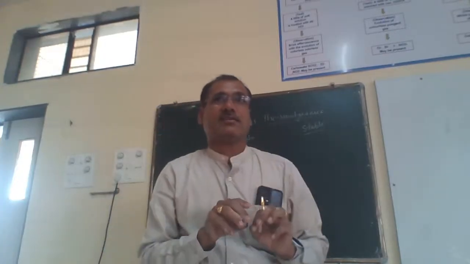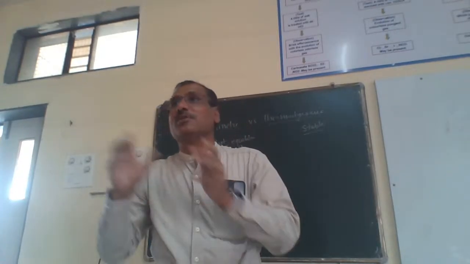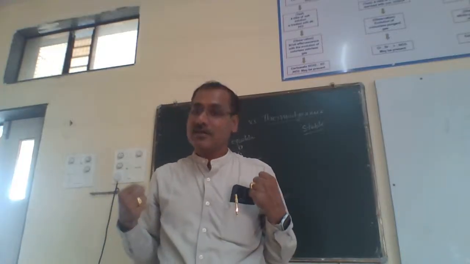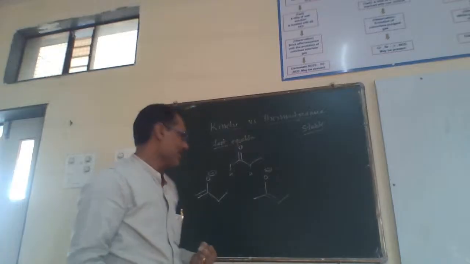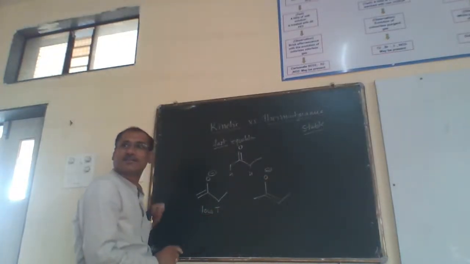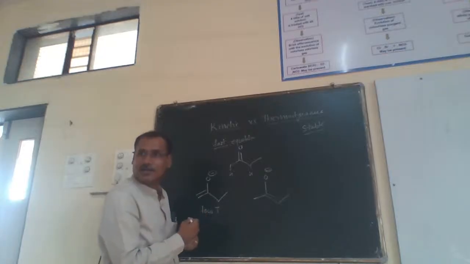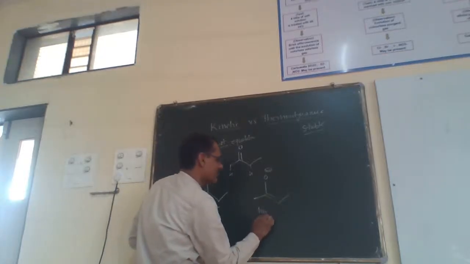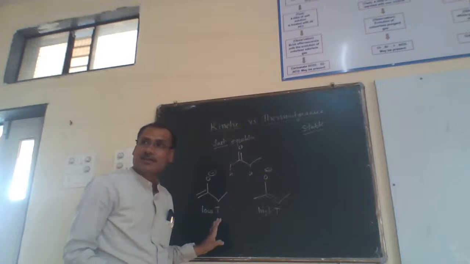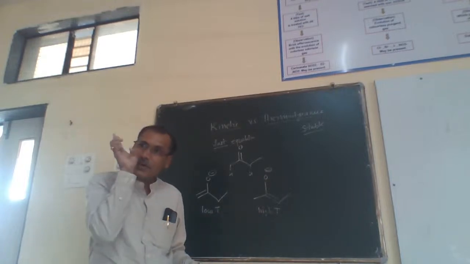एक रिएक्शन है जो आप गर्म करके भी कर सकते हैं, जो आप ठंडा करके भी कर सकते हैं. तो ठंडा गर्म करना किसके हाथ में? केमिस्ट के हाथ में. अगर मुझे काइनेटिक चाहिए तो मैं लो टेम्परेचर प्रेफर करूंगा. अगर मुझे थर्मोडायनामिक चाहिए तो मैं हाई टेम्परेचर प्रेफर करूंगा. क्यों? क्योंकि ये कम स्टेबल है और ये मोर स्टेबल है.